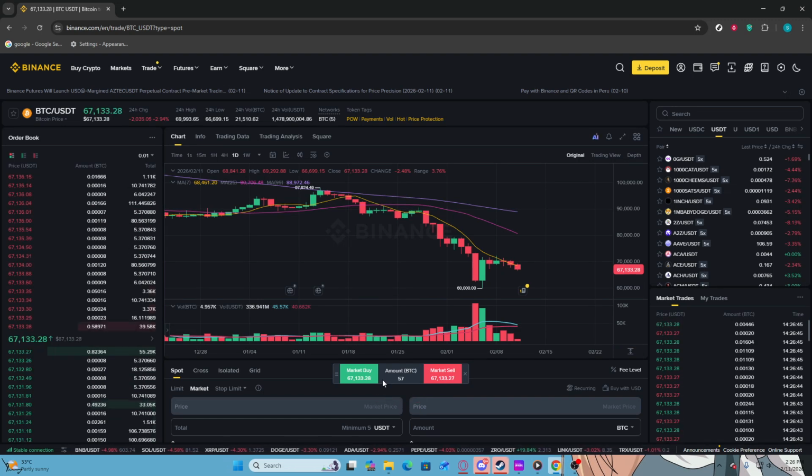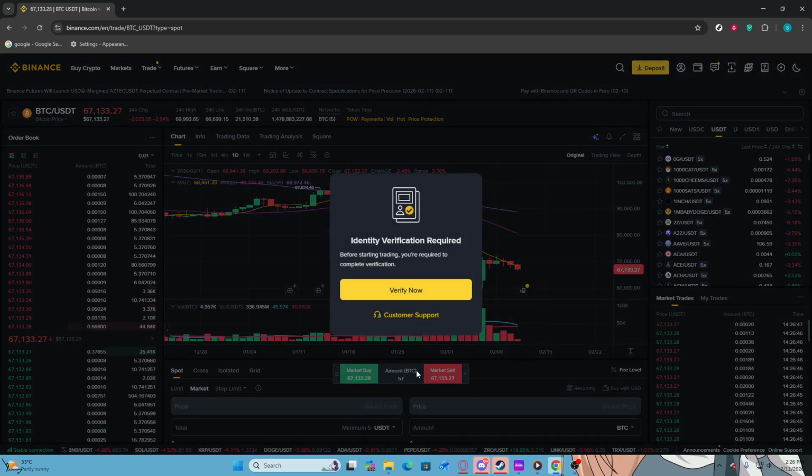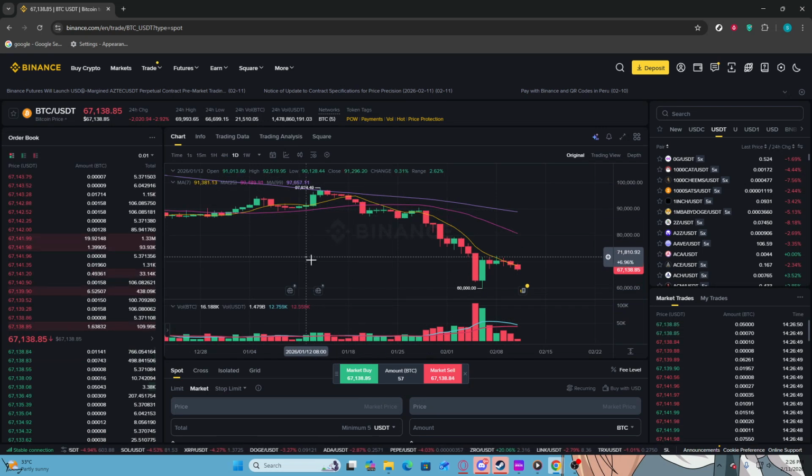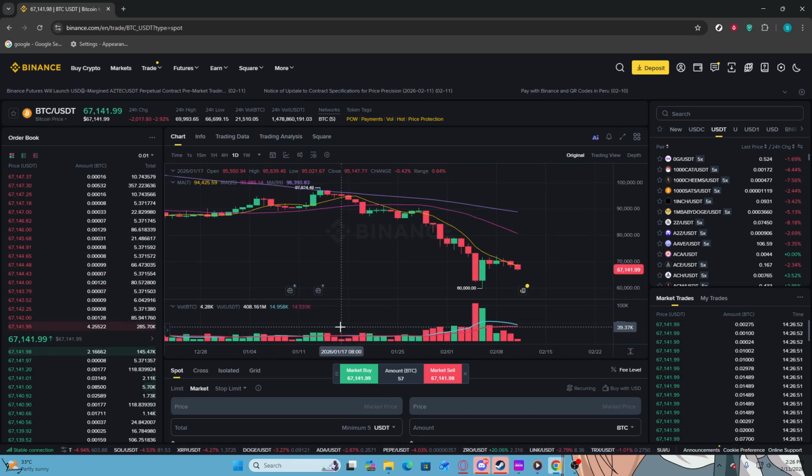Alternatively, if you wish to buy, click on Market Buy. This action will purchase the specified amount of cryptocurrency at the market price. Again, verify your decision, as trading can lead to both profits and losses depending on market fluctuations.